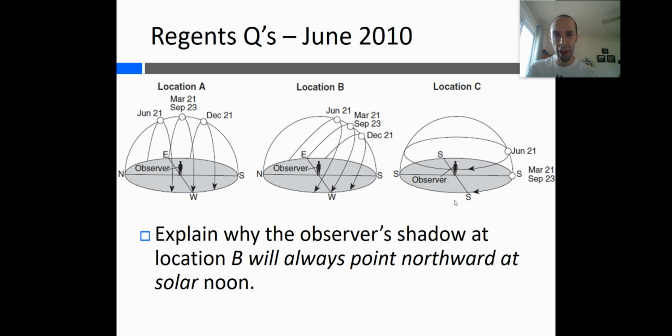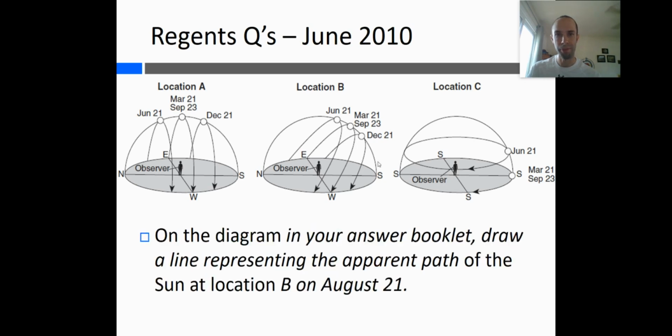Explain why the observer's shadow at location B will always point northward at solar noon. Remember, solar noon is when the sun reaches its highest point. Notice that the sun, every day here, is always in the southern sky, which means it shines on this person, and their shadow is going to be over here pointing toward the north. That's why, because the sun is always in the southern sky at solar noon.